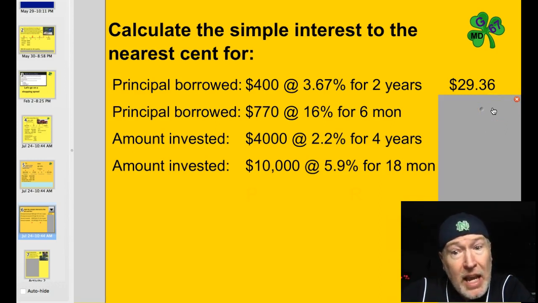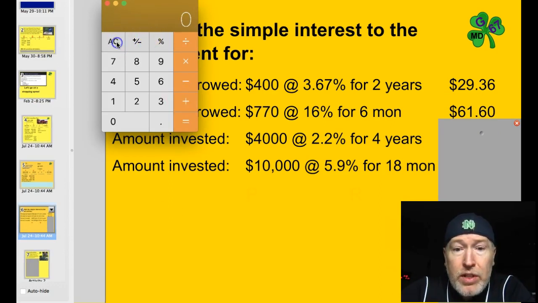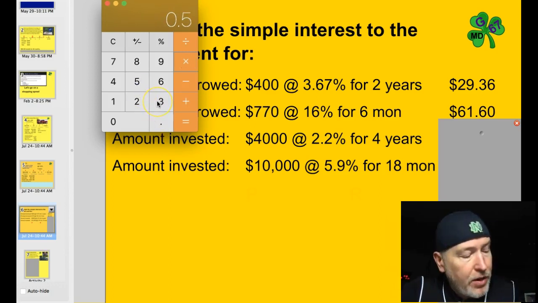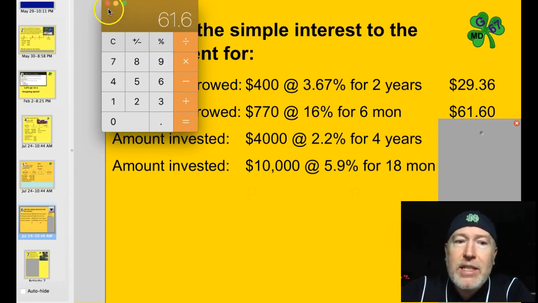If you borrowed $770 at 16% for 6 months, did you remember to put 6 months in as a fraction? Because it's half a year, right? So you have to make that into a decimal of 0.5. What? You don't get it? All right, let me do it for you real quick. So just clear this out. So you'd put the $770. You'd multiply that times 0.16, because that's your interest rate, times, instead of 1, you're going to put 0.5, because 6 months is half of a year. So that's how you get your $61.60.